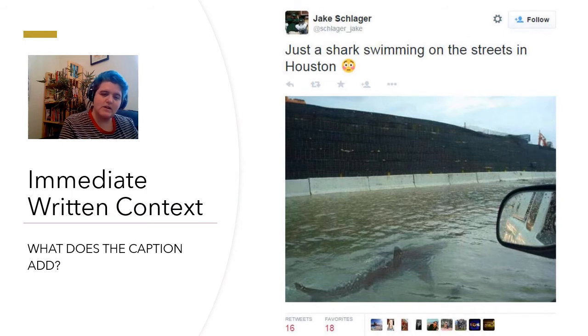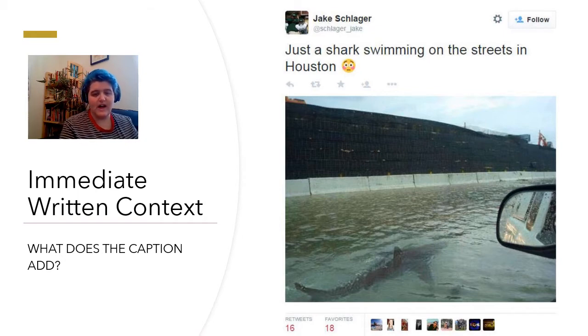Now let's add some immediate written context. That's whatever description there is that goes along with the image. This can also be verbal context if somebody is explaining the image to you. But here we have a caption, and that is most commonly what we get. So that's the immediate written context. And here we just want to see what the words say about it. So here we have the words, "just a shark swimming on the streets in Houston."